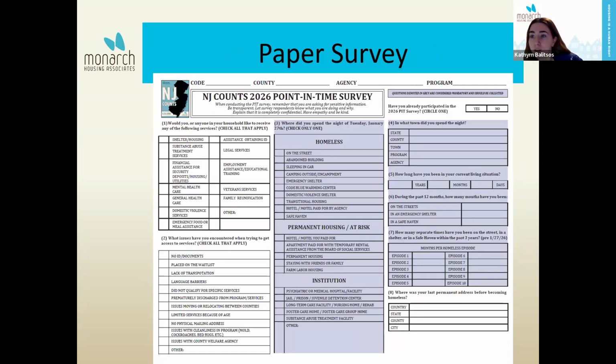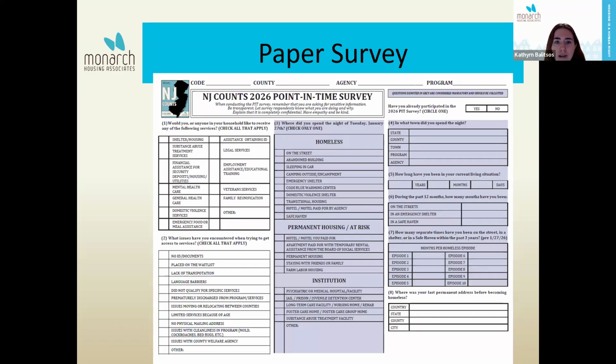Okay, so this is what the paper survey itself looks like. This is the front of the survey. Any questions that are highlighted in gray are the HUD mandated questions. Those are the questions that must receive responses. In general, all the questions are important, but these are the ones that are required by HUD and that we really need to have answers for on the survey.